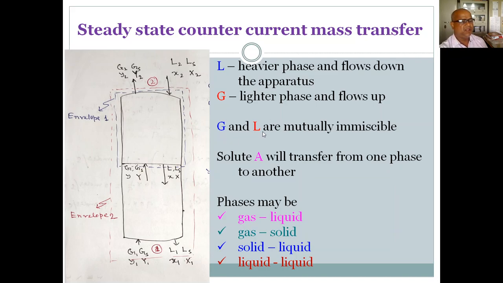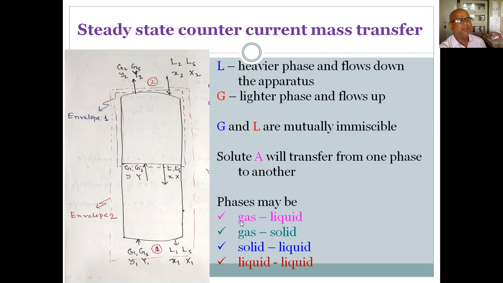And the G and L phases are mutually immiscible. So you have to remember that these two phases should be immiscible to each other. And solute A, in this case ammonia, will transfer from one phase to another phase. If you take the example of absorption of ammonia from the gas mixture into water, the solute is ammonia, and it is transferring from the gas phase to the liquid phase.